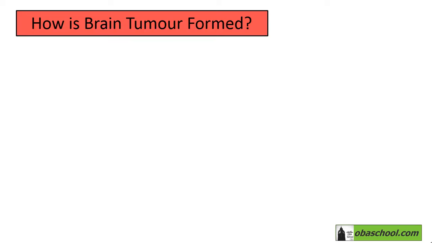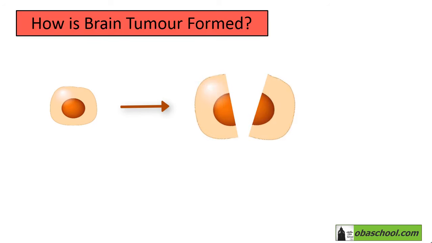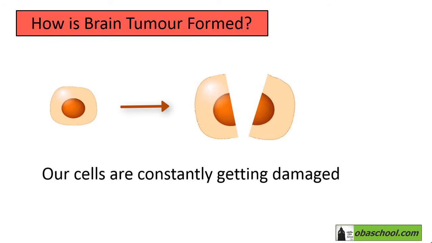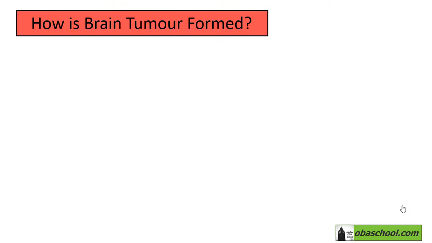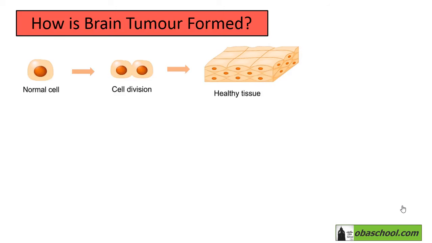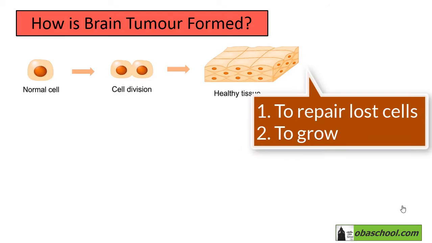First of all, it's important to know that our cells are constantly wearing out and getting damaged, and unless an organism replaces them at least as fast as they grow, a gradual deterioration will occur. So, in the normal cases, our cells divide to reach a specific number of cells and form a healthy tissue. This process happens in order to repair the lost cells or in order to grow.